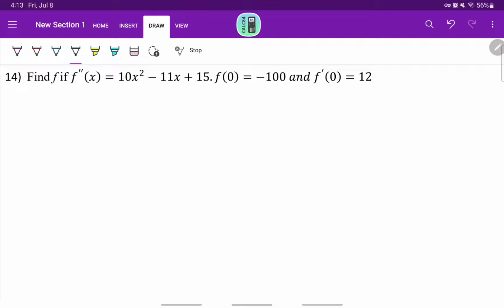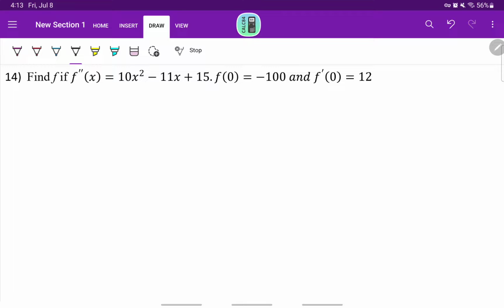Number 14 says, find f if f double prime of x is equal to 10x squared minus 11x plus 15. It says f of 0 is negative 100 and f prime of 0 is 12. So I want to find regular f, but I have the second derivative, which means I have to find the antiderivative 2 times. And in this question, I'm going to be using 2 of the antiderivative properties.